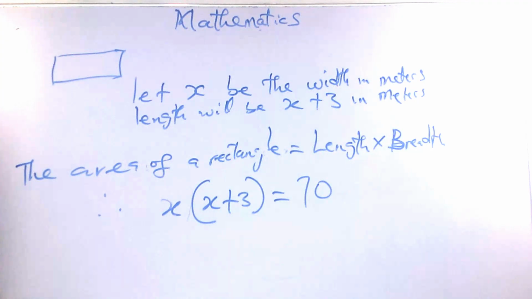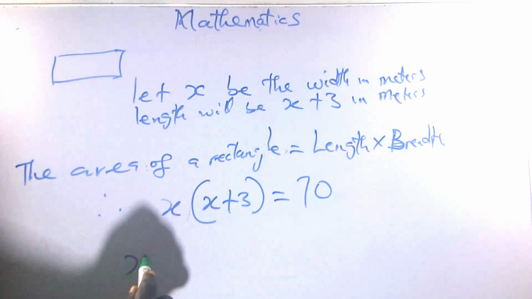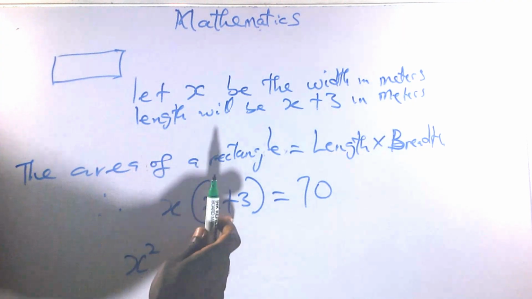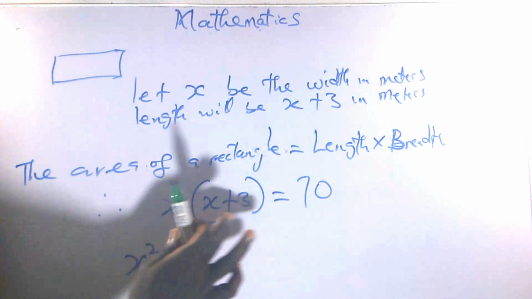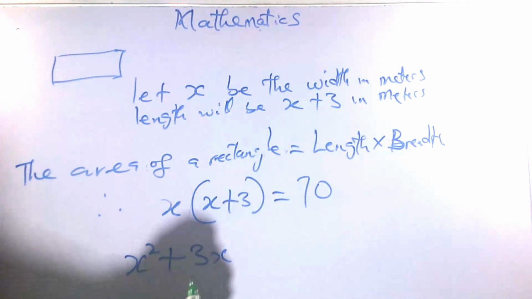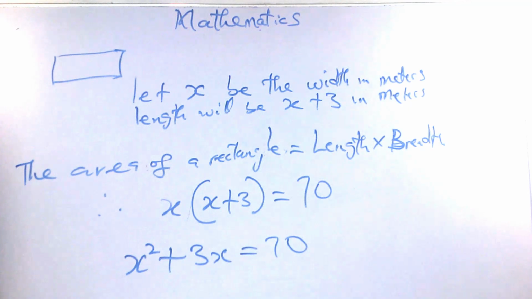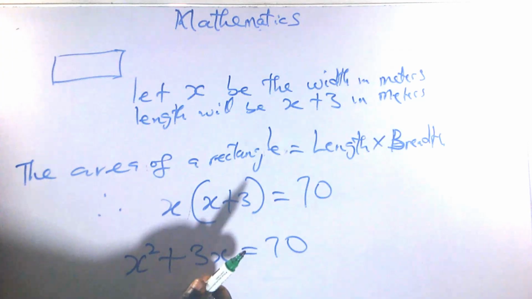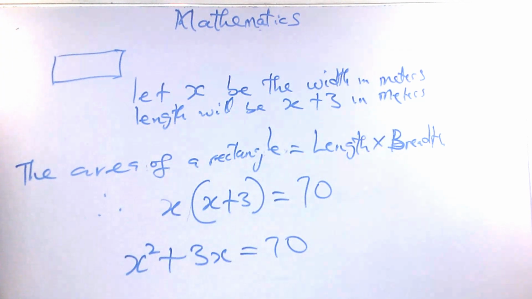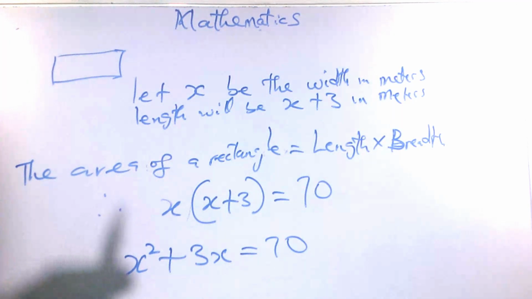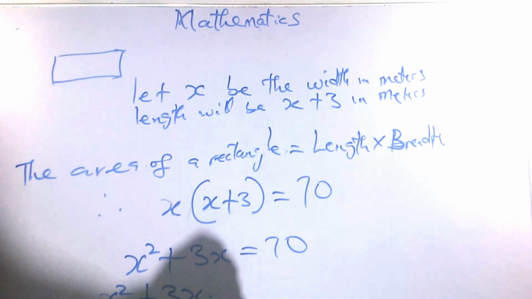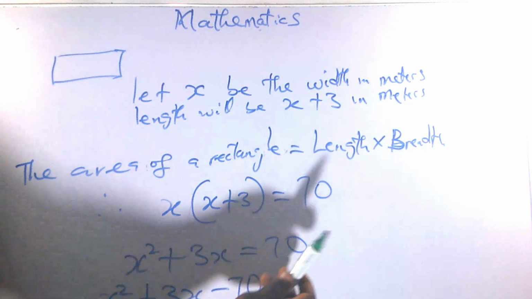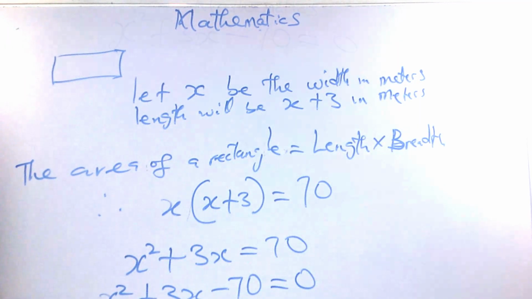From here, what you do is open the brackets by multiplying with what you have outside the brackets. So x times x is x squared, plus x times 3, 3x, equals 70. From here, you need to subtract 70 from both sides, or you just move this 70 to this side. Once it crosses this sign, it will give you minus 70. So we have x squared plus 3x minus 70. Now we don't have anything here, so we equate it to 0.